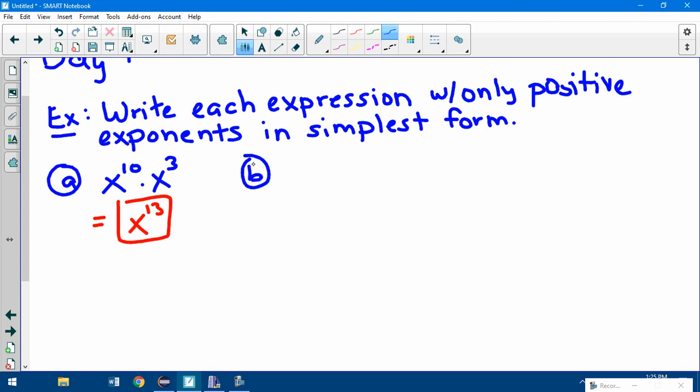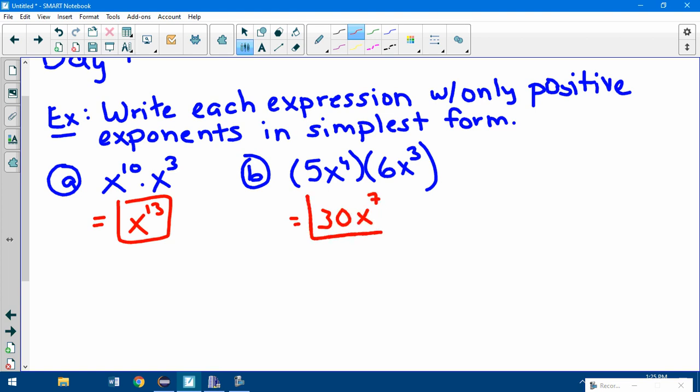Part B. Let's do 5x to the 4th times 6x cubed. Kind of the same idea. What do you think you're going to do with the 5 and the 6? What does it look like they're doing? Of course, they're multiplying. So this is 30x to the 7th. There we go.